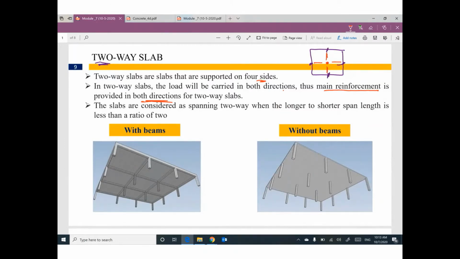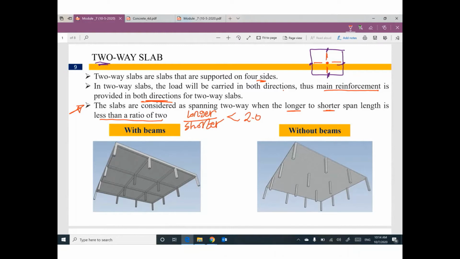The slabs are considered as spanning two-way. This condition is very important. When I consider the slab to be two-way, if longer divided by shorter is less than 2. So longer divided by shorter less than 2.